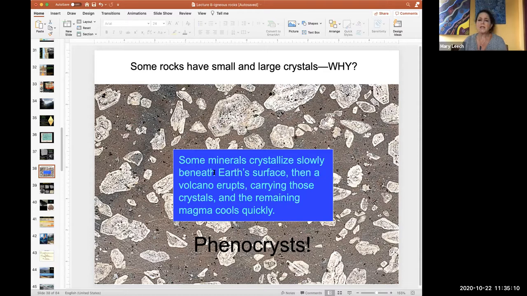And then the rest of the magma is a lava at that point, then the lava crystallizes. So we still have some small crystals in this groundmass in between the big crystals. It's still considered volcanic because this is a porphyritic texture, meaning large crystals in a fine grain groundmass. Oh, wrong direction. All right, this is the slide I was talking about.